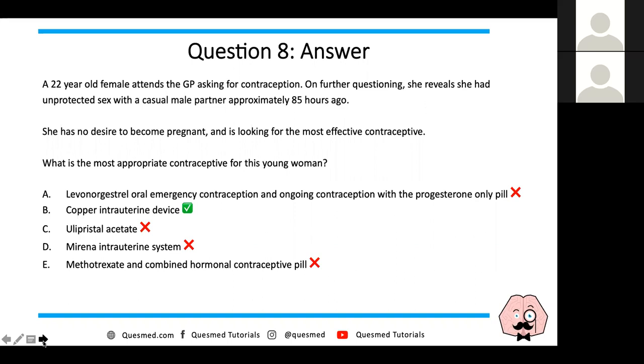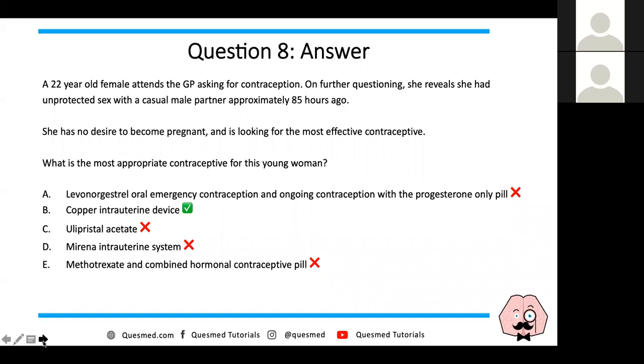The copper coil is over 99% effective. So for this reason alone, the copper coil is the most effective option and is the correct option in this case. And actually in practice in the sexual health clinic, we always offer a copper coil as the first line because it is more effective.